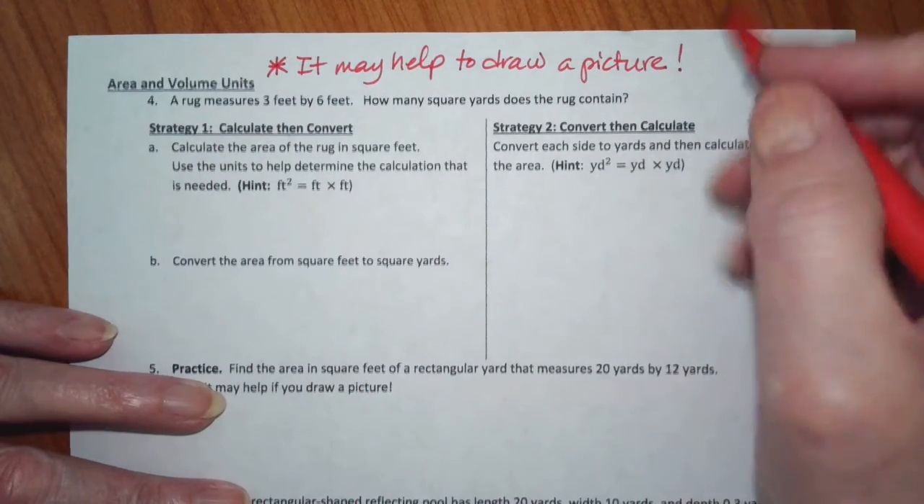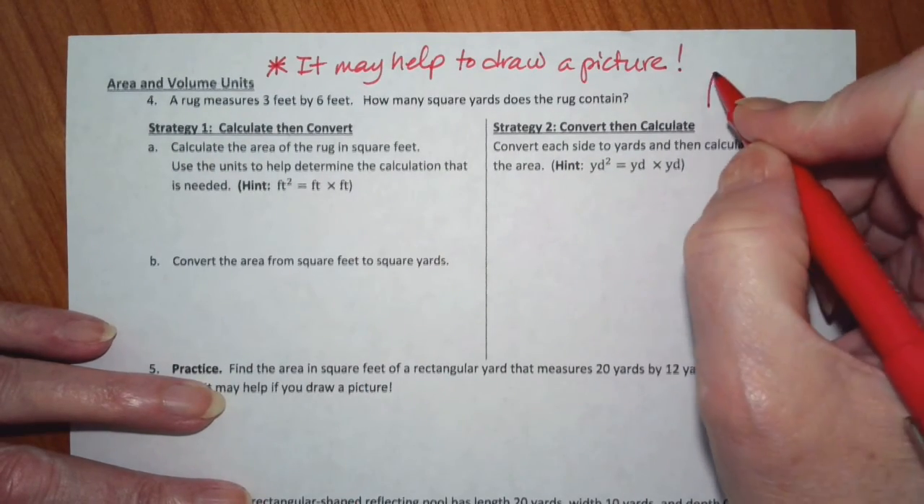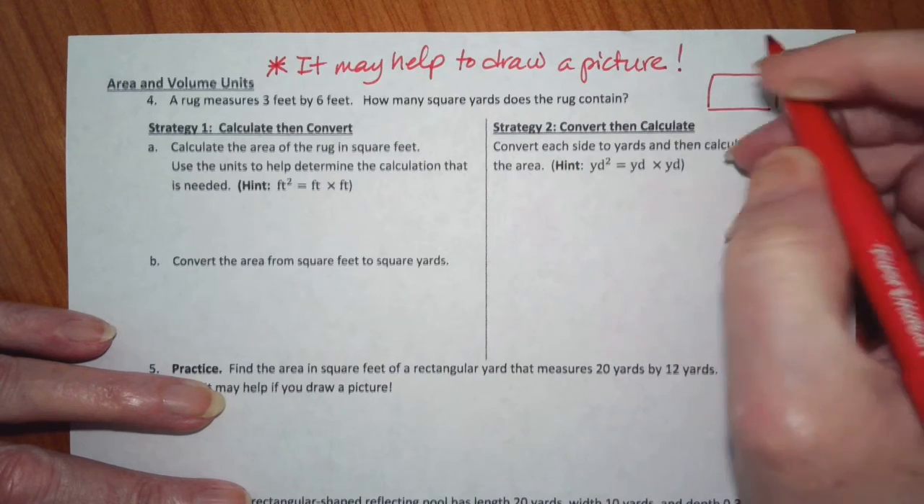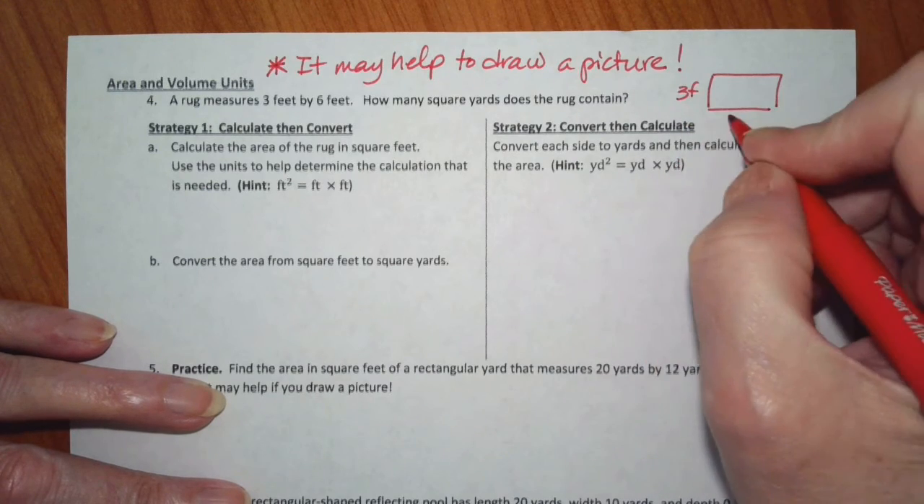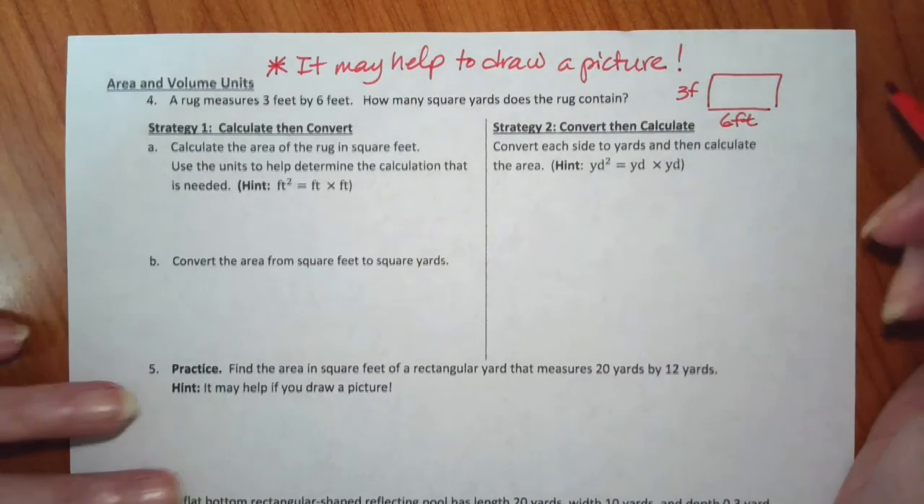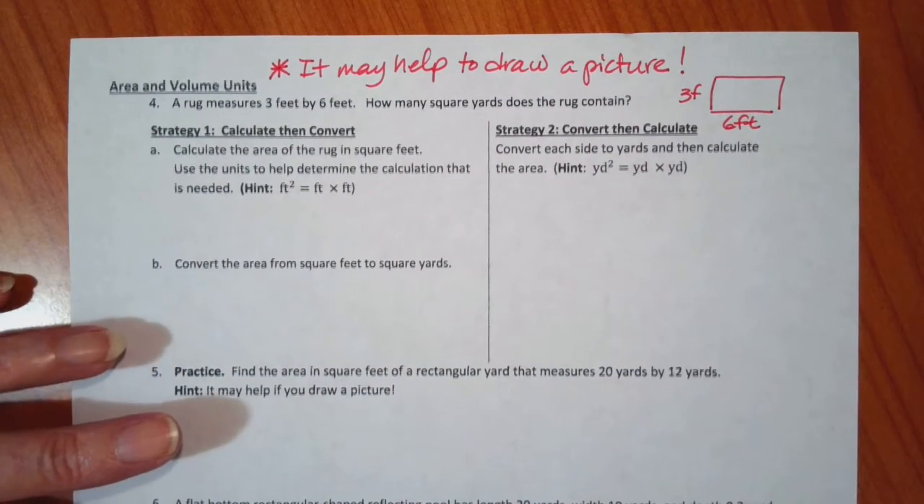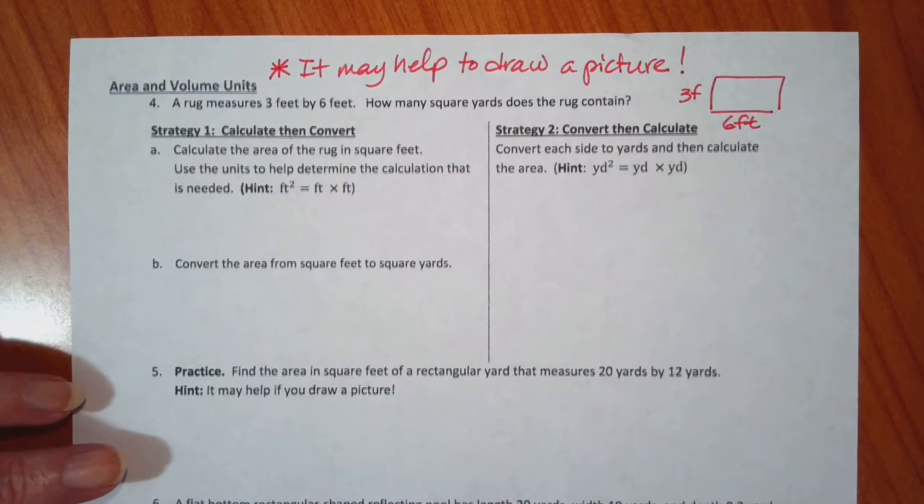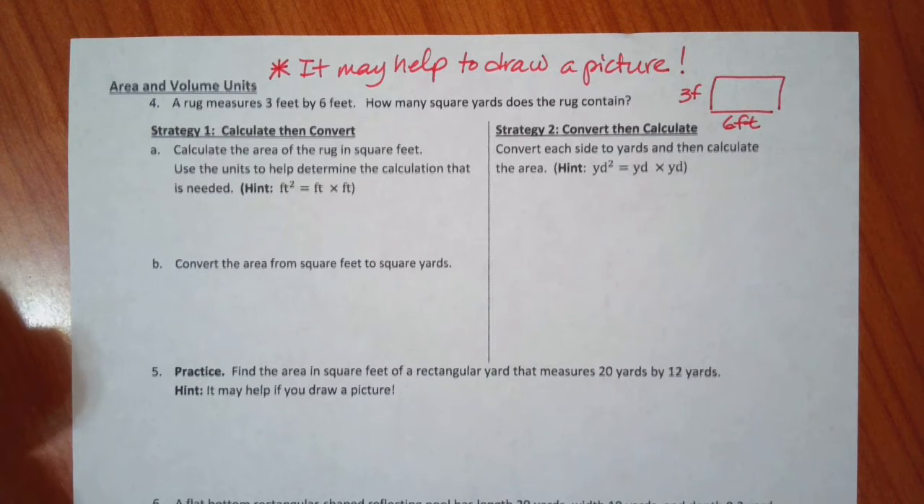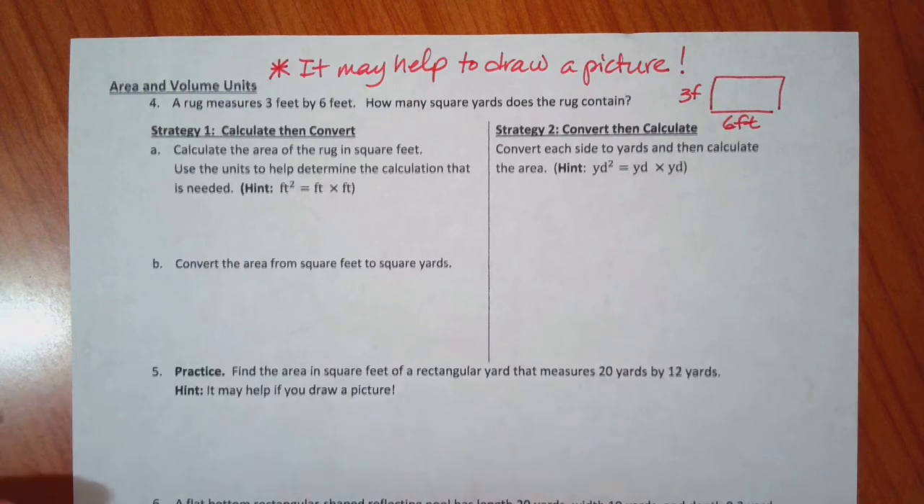Okay, so a rug measures 3 feet by 6 feet. So I'm just going to draw a little rug here. This is 3 feet and this is 6 feet. And we want to know how many square yards the rug contains. So the first strategy is we're going to calculate and then convert. That means we're going to find the area in the units given, and then we're going to convert that.